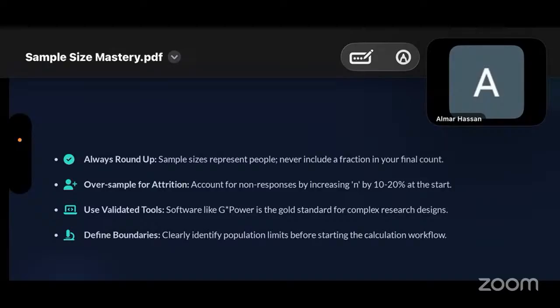And define your boundaries. As I've mentioned earlier, we should know the population. It would be better if you know your actual population, because it's easier for your calculation, and they tell you to always define your population before you start the research. So you have to know exactly who you're doing research on, so that you can prevent any kind of errors later on. So yeah, that's it.